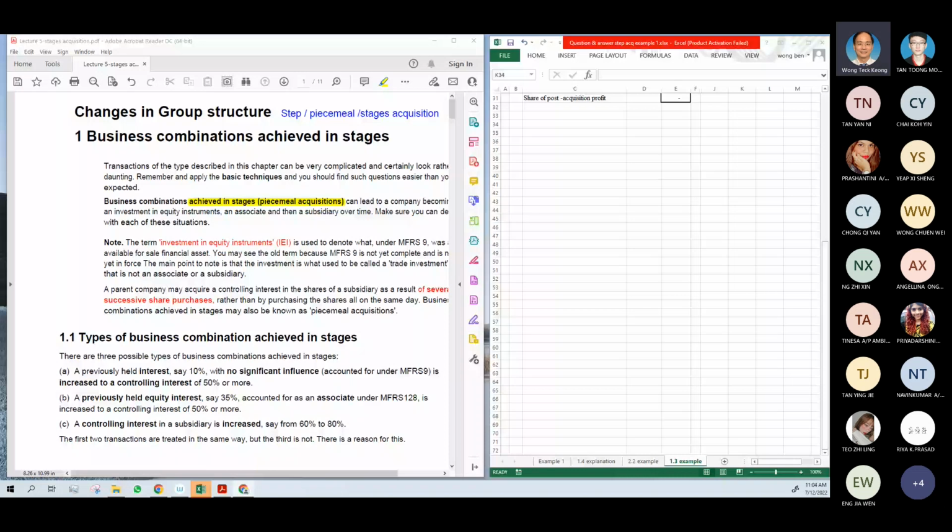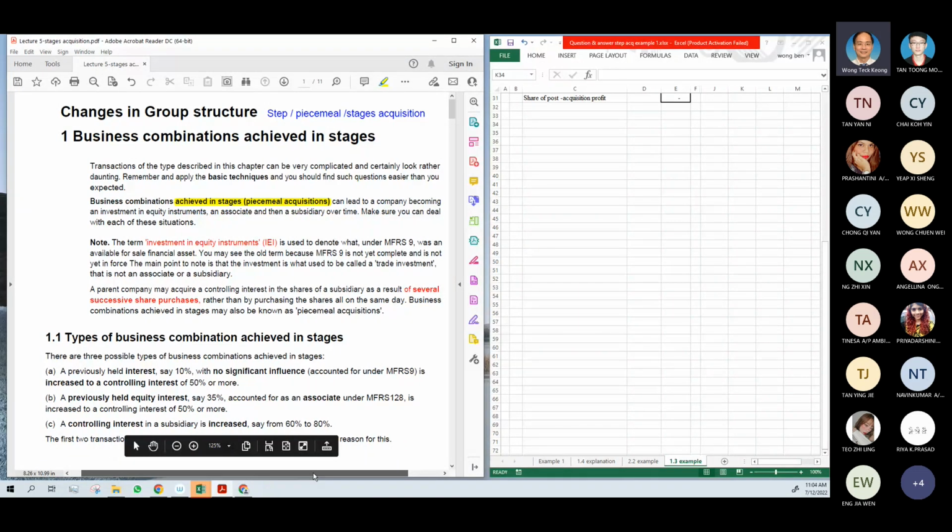Okay, let's start now. So, changes in group structure. We start this lecture with step acquisition, or sometimes we call it piecemeal, piece by piece, or step by step, or stage by stage acquisition. So what do we mean by all this? It is easier by drawing you a simple chart.